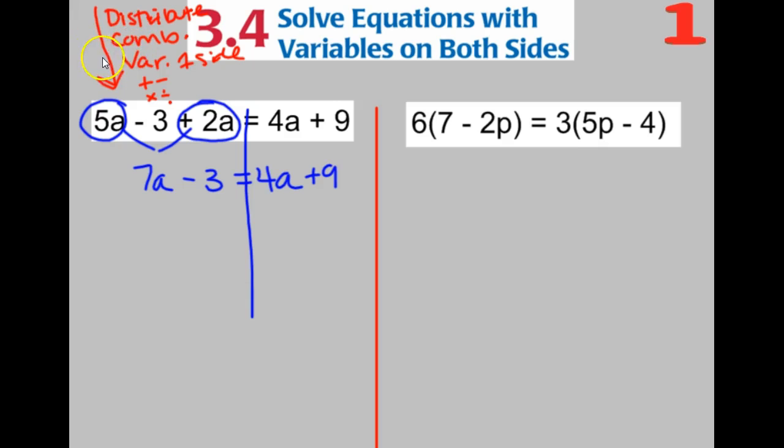Then we need to get our variable on one side. I would pick the side where there's more, so move the one that's less so everything stays positive. This whole thing I need to move, and right now it's a positive, so the opposite would be to subtract 4a. Subtract 4a. Put it under the other a's because you can't combine that with a 3. 7a minus 4a is 3a. Minus 3 equals 9.